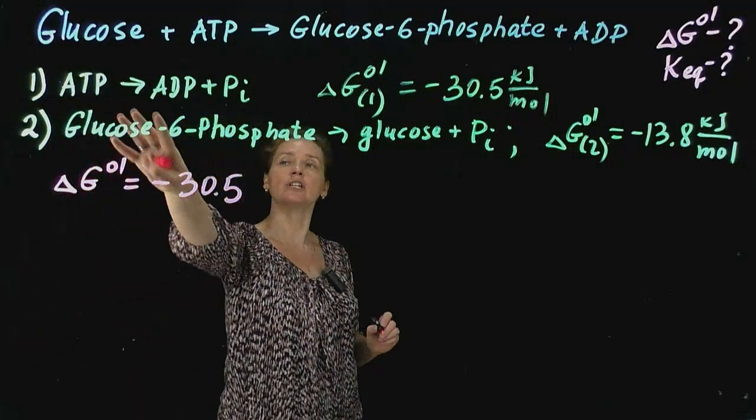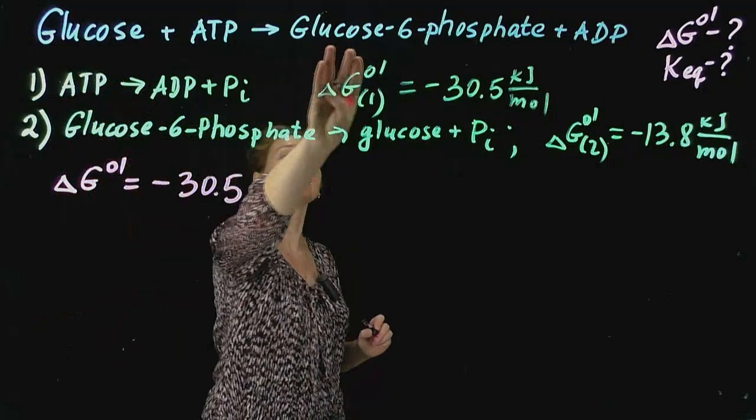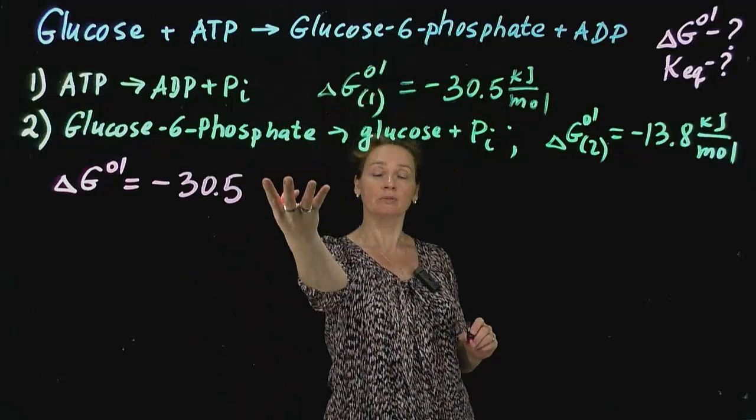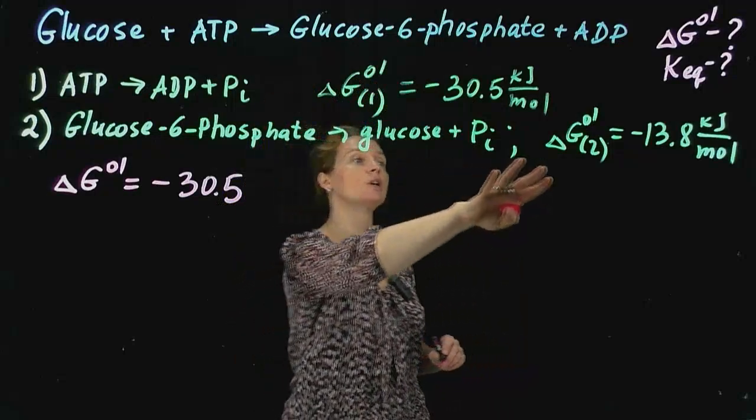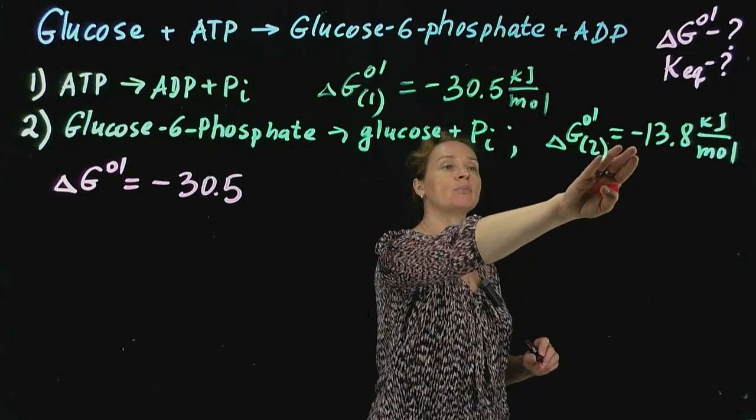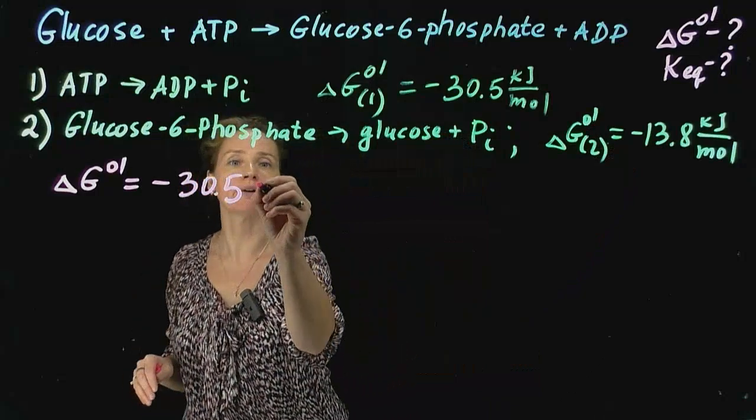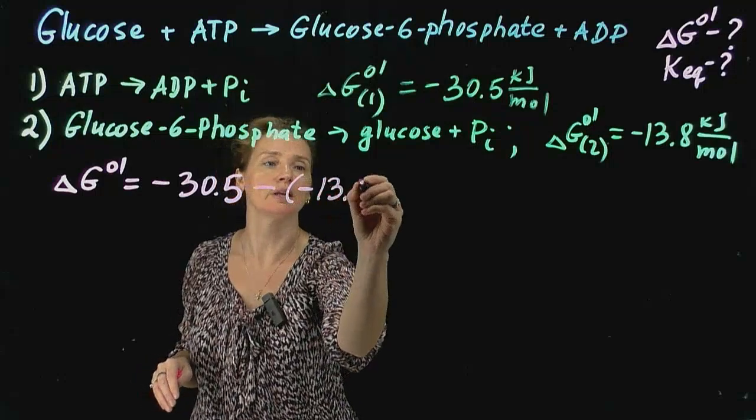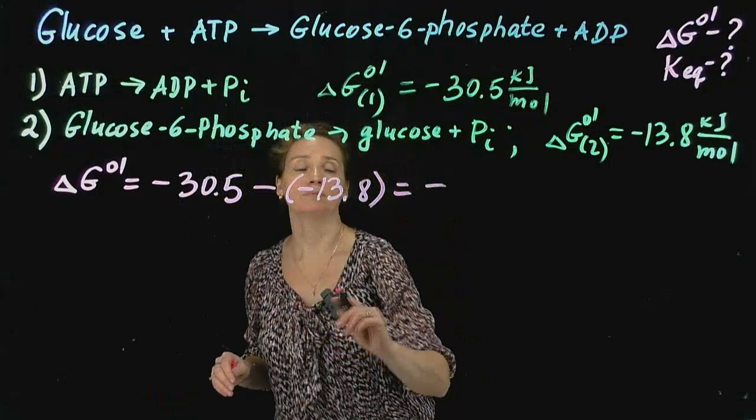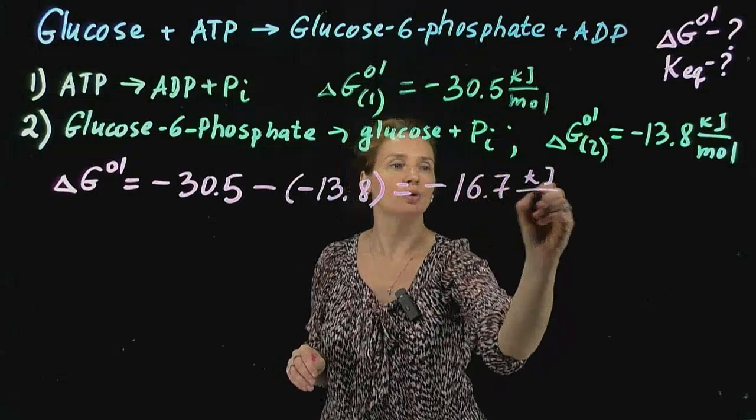And then for the second reaction, you see here the reactant for this reaction is actually the product of our original reaction. That's why we need to flip the reaction. And when we flip the reaction, of course, we switch the sign, right, from minus to plus for delta G under standard conditions. So we'll have plus 13.8. So this resultant standard free energy change will be minus 16.7 kilojoule per mole.